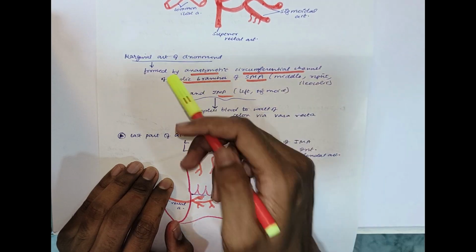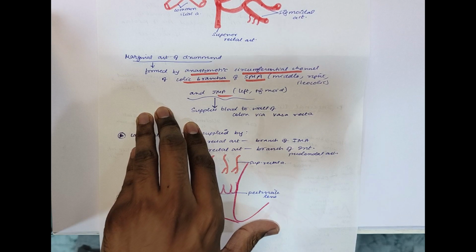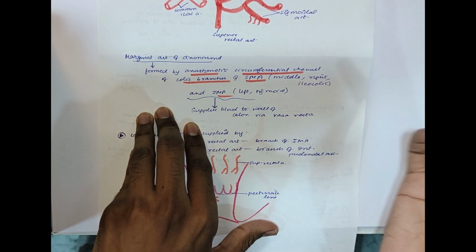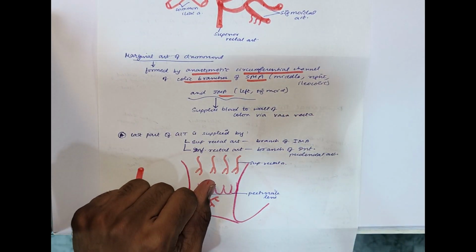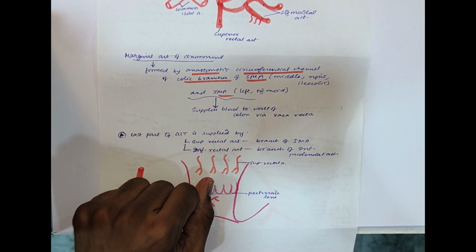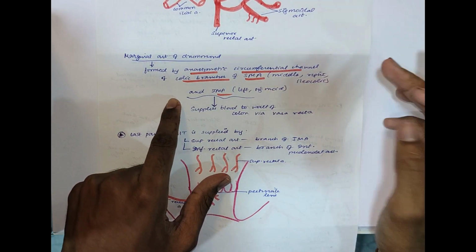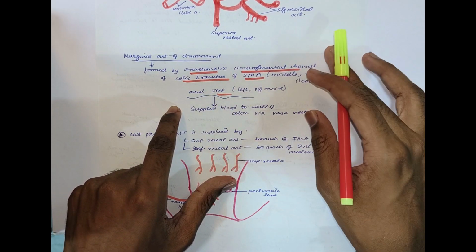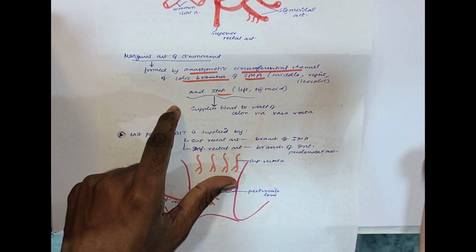Now what is the marginal artery of Drummond? Remember, the marginal artery of Drummond is a circumferential anastomotic network between the colic branches of the superior mesenteric artery and the inferior mesenteric artery. That is, the middle and right colic arteries from the superior mesenteric artery and the left colic artery from the inferior mesenteric artery. Now this circumferential anastomotic network is responsible for supplying blood to the wall of the colon.